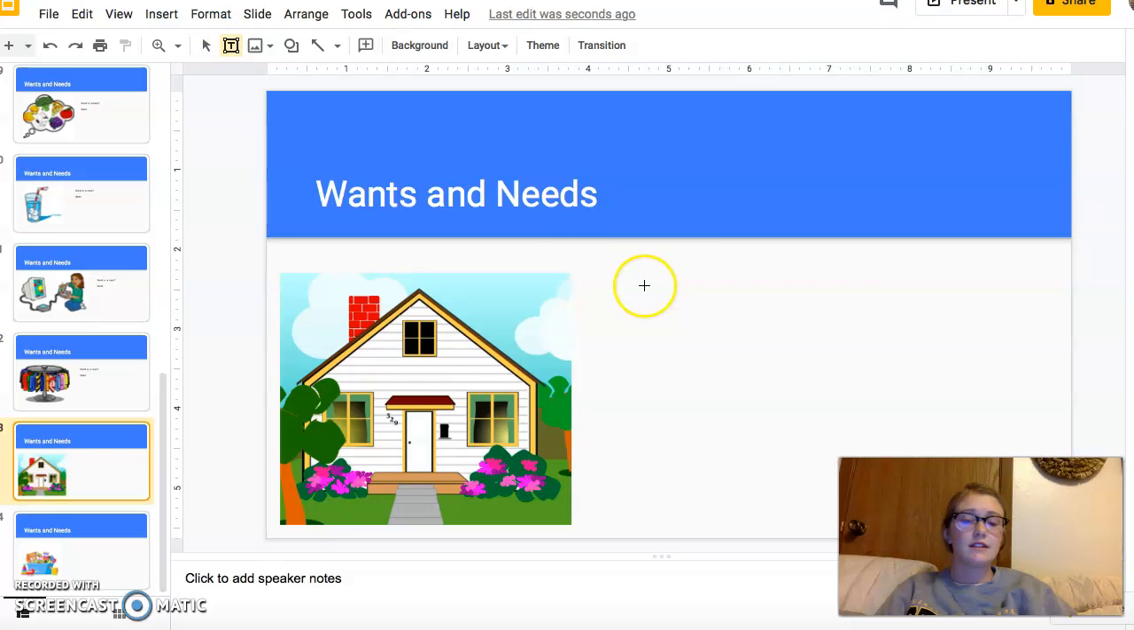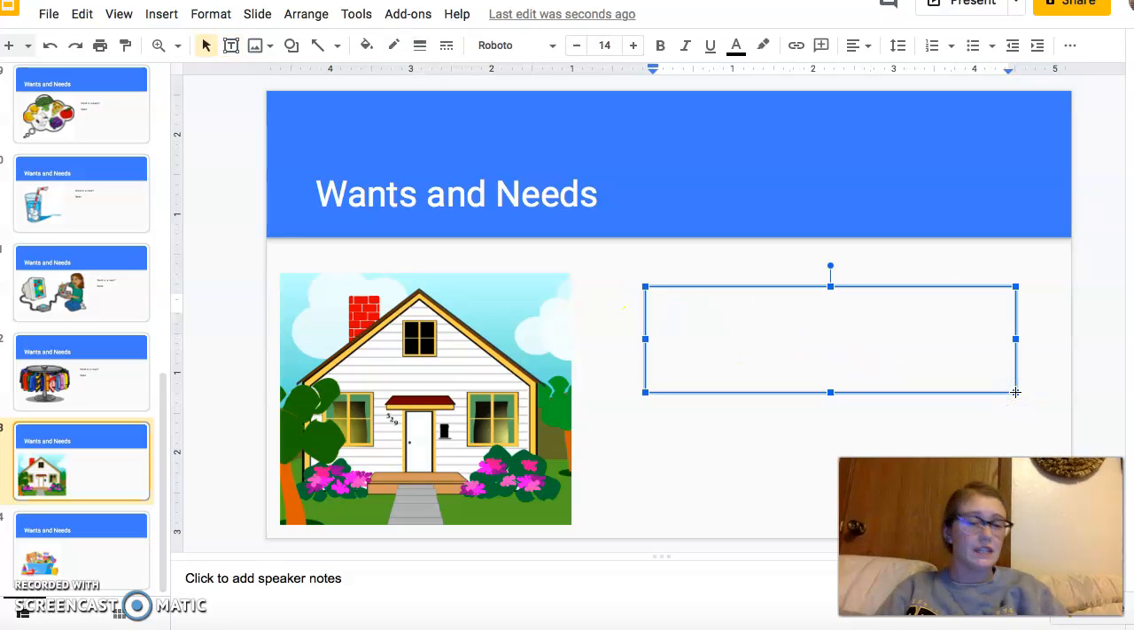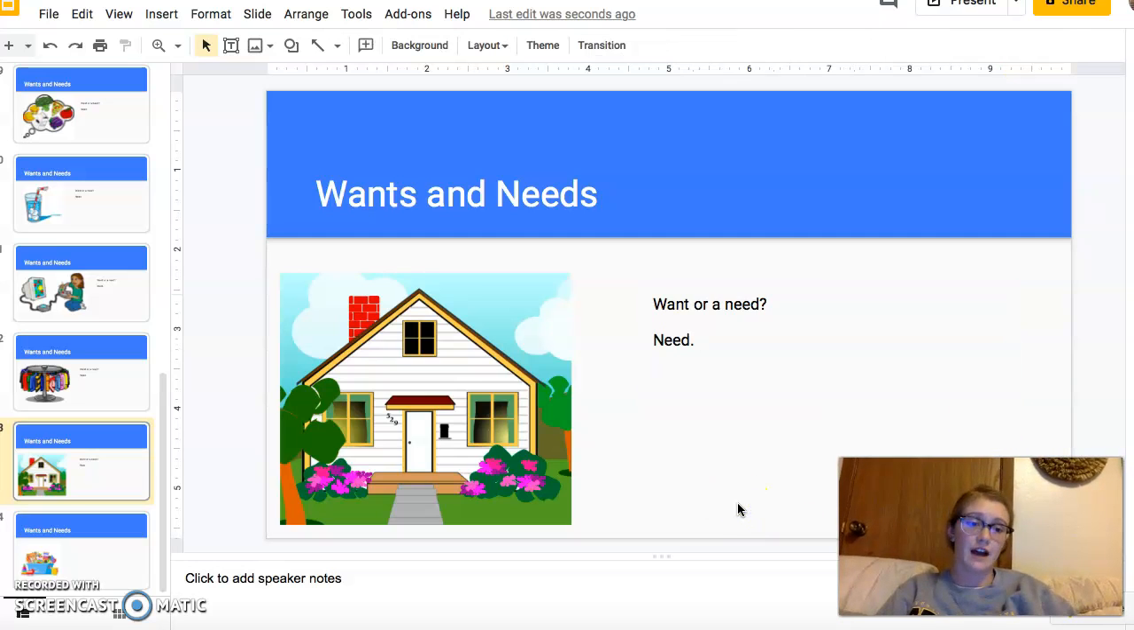So the next image we have is a house or shelter. Do we need a house or shelter to survive? Is it a want or a need? So shelter is going to be a need. We need shelter to survive. So go ahead and write that on your piece of paper.